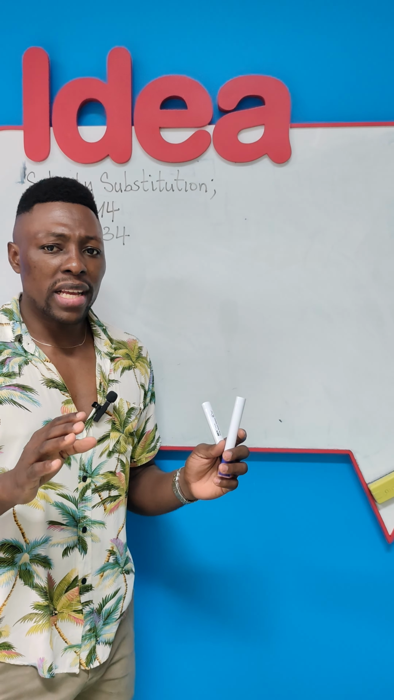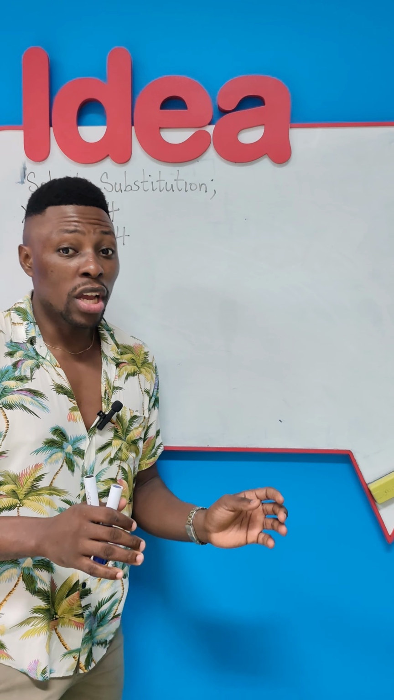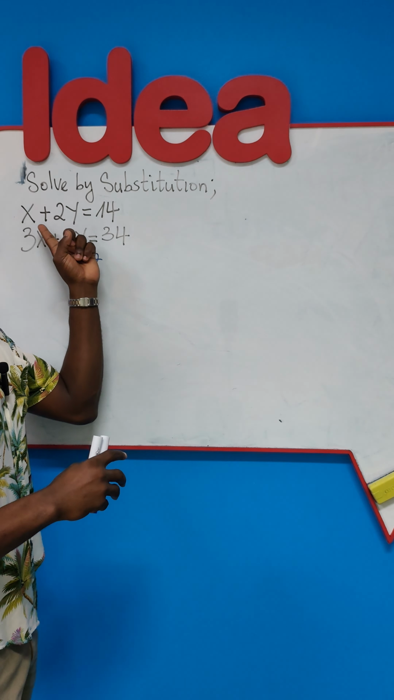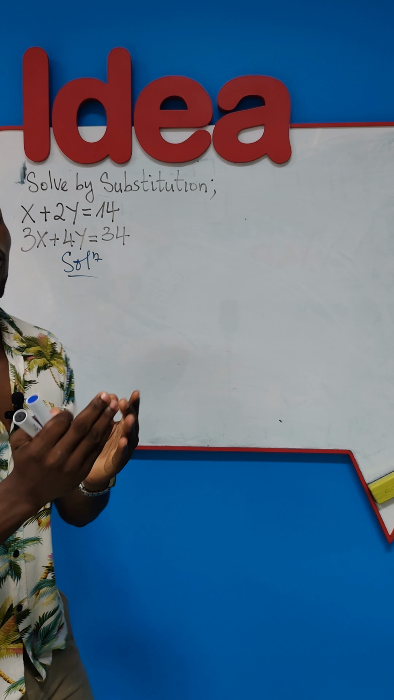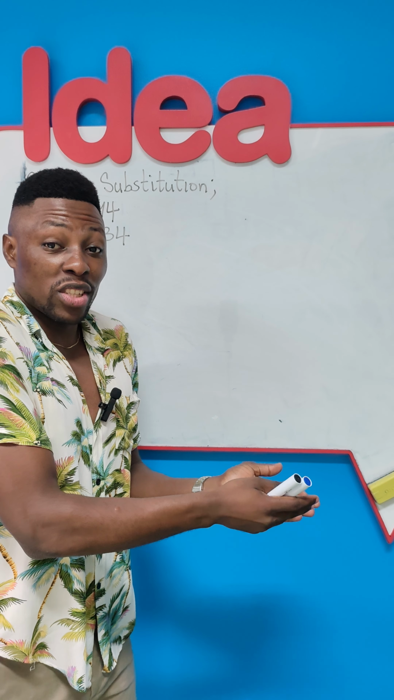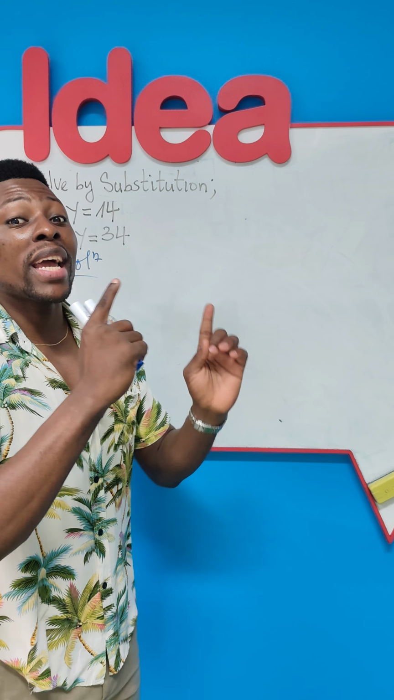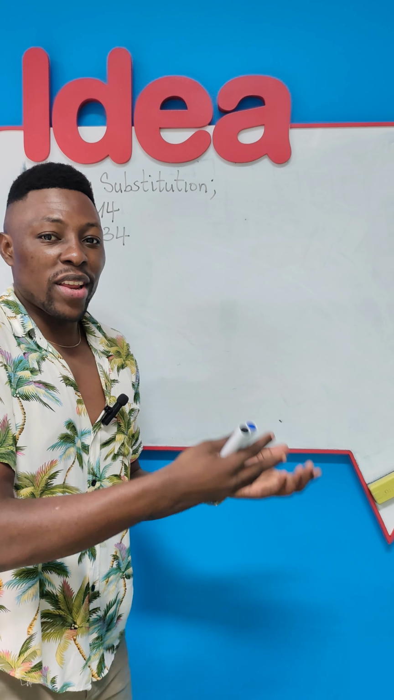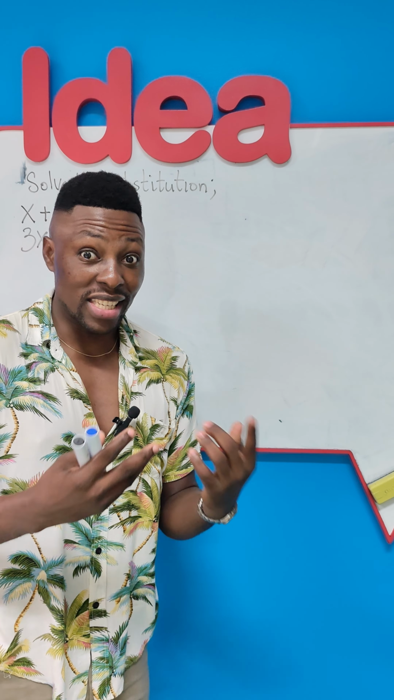Now, let me start by explaining what the substitution method is all about. Unlike elimination, the substitution method consists of making one of the variables in any one of the equations the subject of the formula first, and then using this variable, which is the subject of the formula, and substituting it in the equation which you haven't used. Okay, and that's the name substitution method. When you do this, you will now have an equation which has only one variable, which is easy to solve.